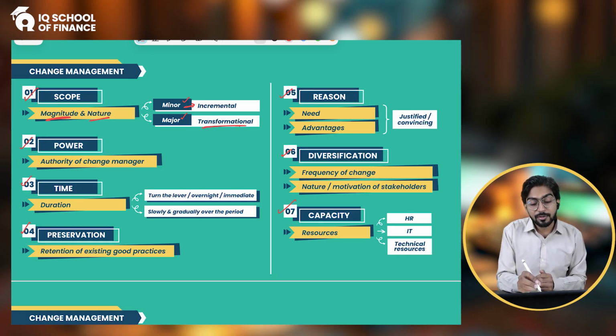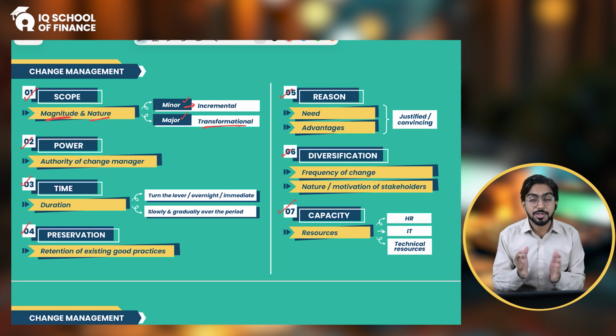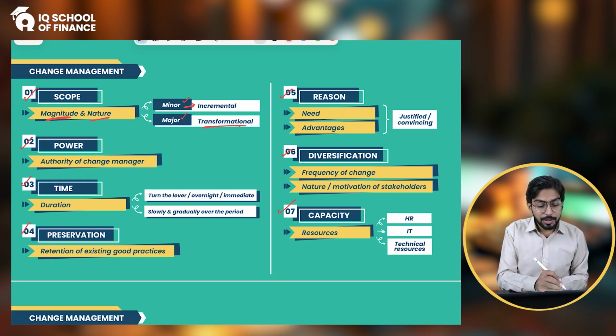On the other hand, you have the transformational change. That's a major change in which you do the re-engineering of the businesses, go towards the automation. All right, you change the processes altogether. So these are transformational changes. All right, then you need to check that power.